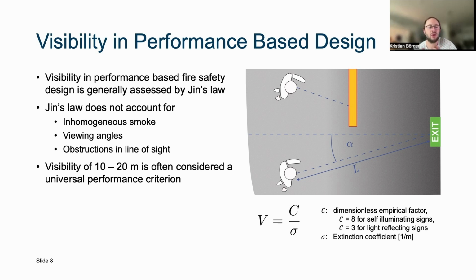And the last thing is, usually when we assess visibility in performance-based design, a general or an absolute performance criterion is set for the whole domain, and this one is usually chosen based on whether the people are familiar with the facility or not. Then we have a visibility of 10 to 20 meters, which is usually used in literature. Yeah, as I said, depending on whether people are familiar with the building or not. So it has nothing to do with an actual required visibility to see or perceive an actual exit sign.